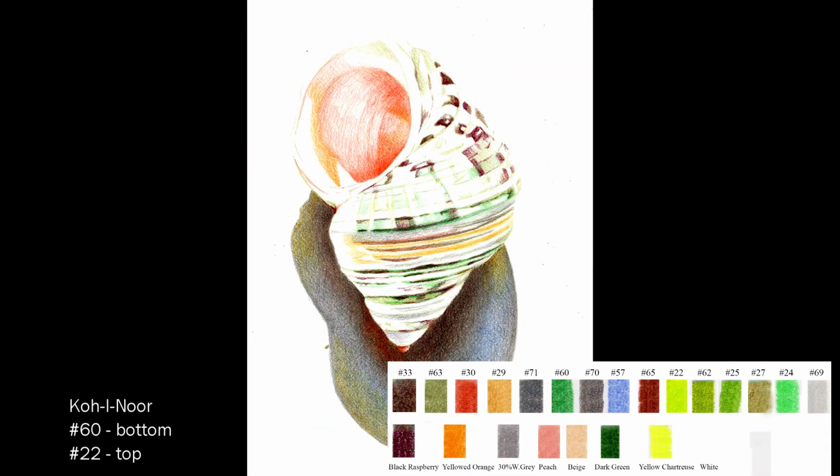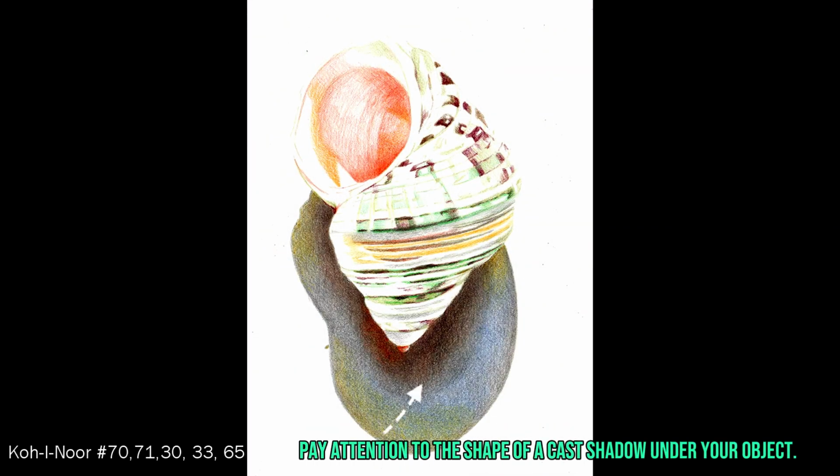I map out the green lines. Cast shadow gives a physical presence to any object. I always incorporate it into my still life.